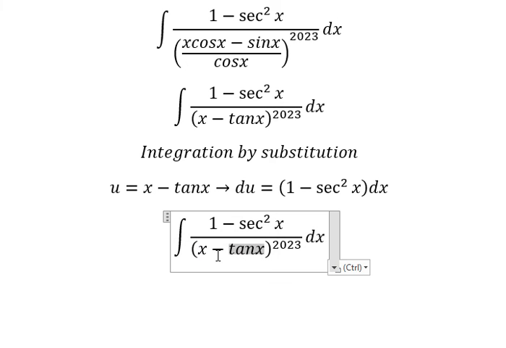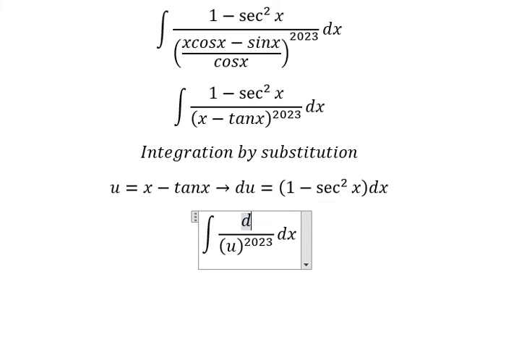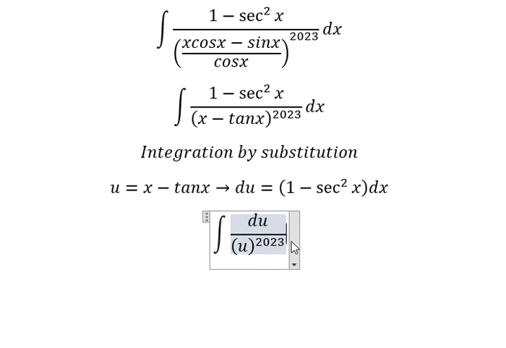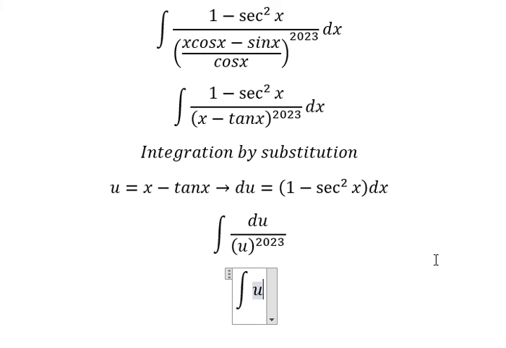So this one we have u. 1 minus secant of x squared dx, we change by du. And this one is u to the power of negative 2023 du.